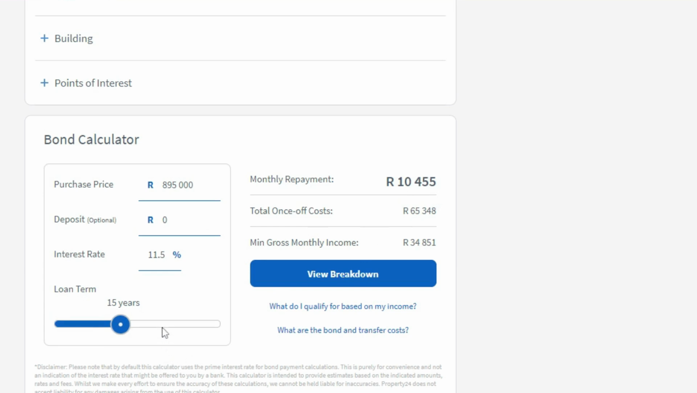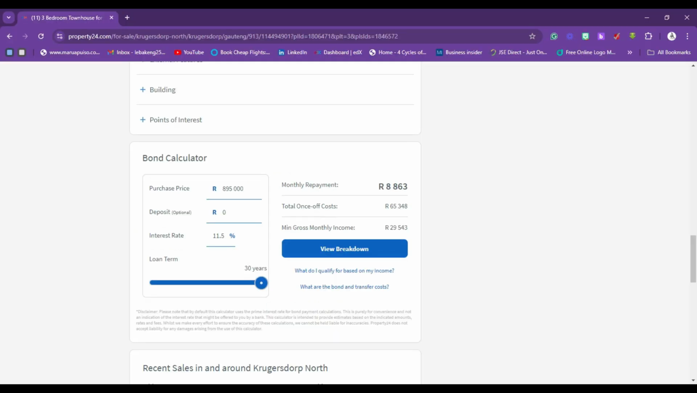Okay, so let's go over to 20 years. In 20 years, we're looking at 9,544. Okay, then we go long now. Long, we're looking at a monthly repayment of 8,863. So that varies. So let's go over to the OOBA website and see the interest that you're going to cut as you change the loan term.